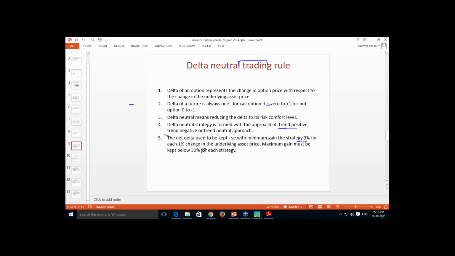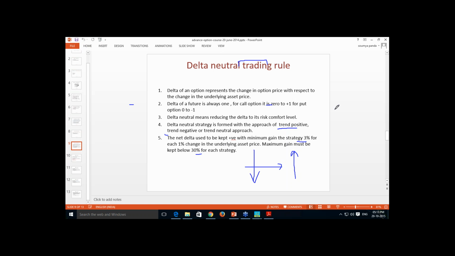So minimum gain you should keep is some 3%. That means if the underlying asset moves by 1%, I should gain 3%. That is the minimum you have to keep, and the maximum you can keep is 30% if you are over bullish on that counter, or if a stiff correction of 5 to 10% has happened and further correction is not expected, or a stiff rise of 5 to 10% has happened and no further rise is expected. So you can form a net delta up to a maximum of 30%.